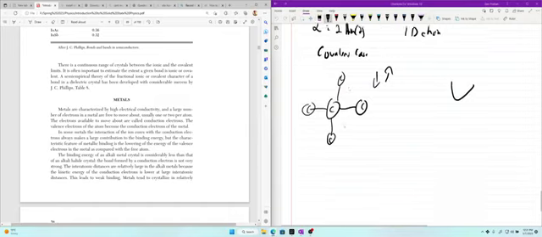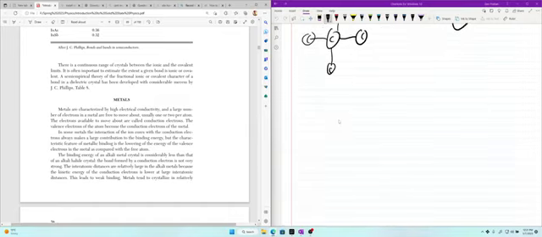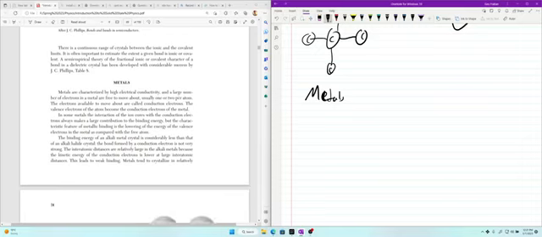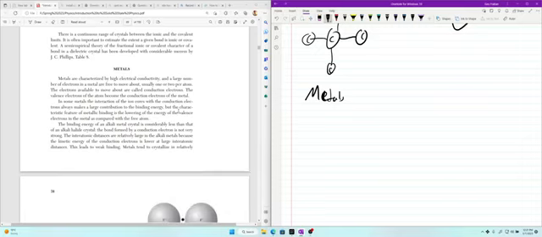Okay, so metals. We know metals. We love metals. Metals help us make our world run, right? Steel, Industrial Revolution, et cetera, et cetera.